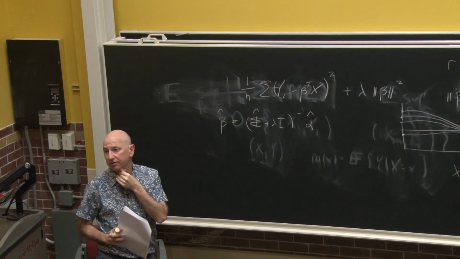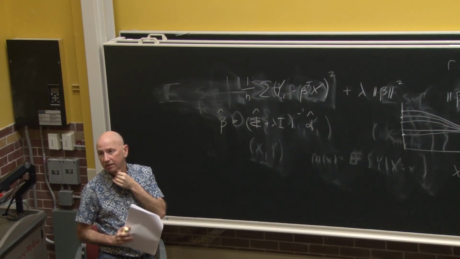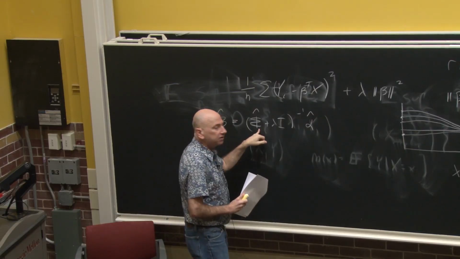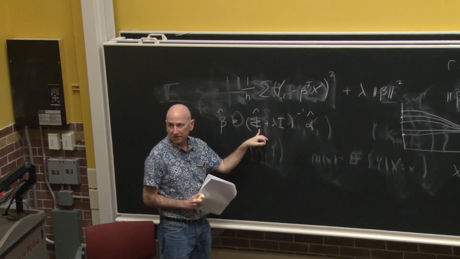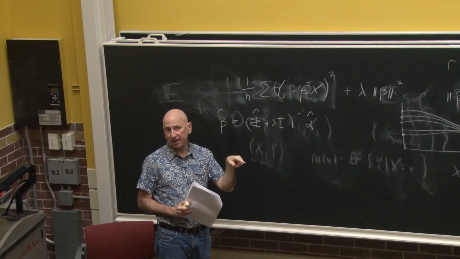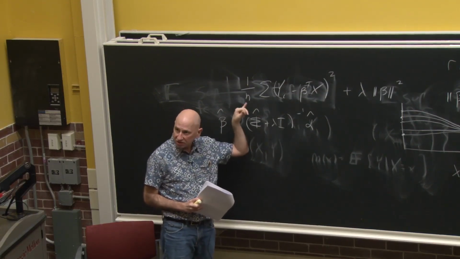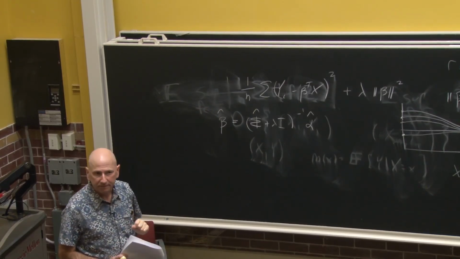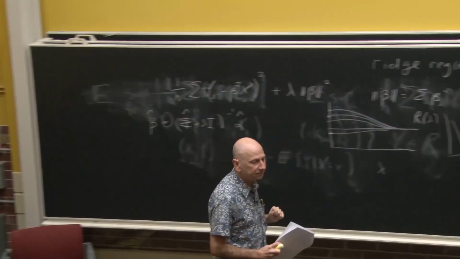Okay, question? What's the intuition for why adding something on the diagonal makes it invertible? Oh, well, if you look at the eigenvalues of this thing, lack of invertibility happens when some of the eigenvalues go to 0. You're now adding a constant to all the eigenvalues. That's intuitively what you're doing. You're making it more well-conditioned.